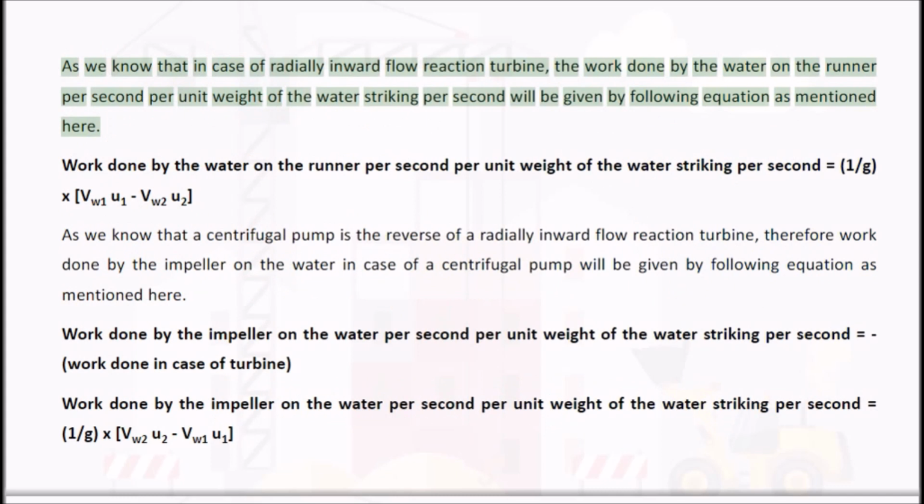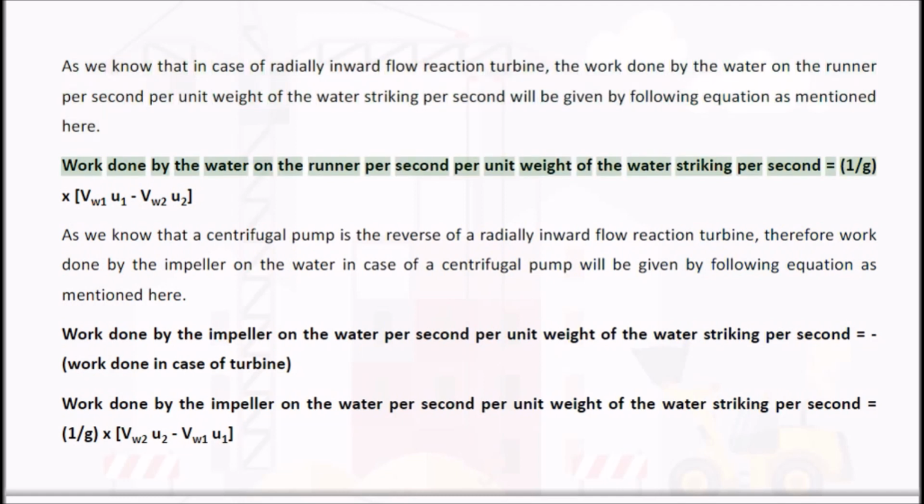As we know that in case of a radially inward flow reaction turbine, the work done by the water on the runner per second per unit weight of the water striking per second will be given by the following equation as mentioned here. Work done by the water on the runner per second per unit weight of the water striking per second equals 1/g x [V_W1 U1 + V_W2 U2].